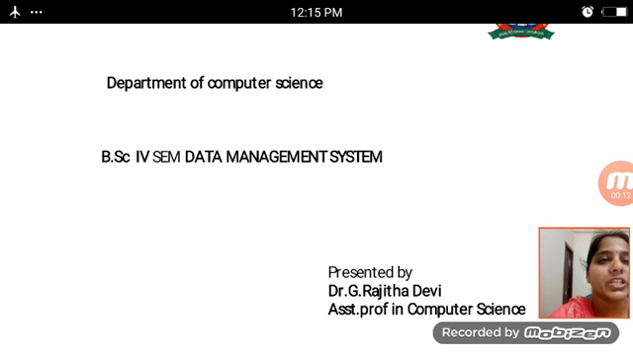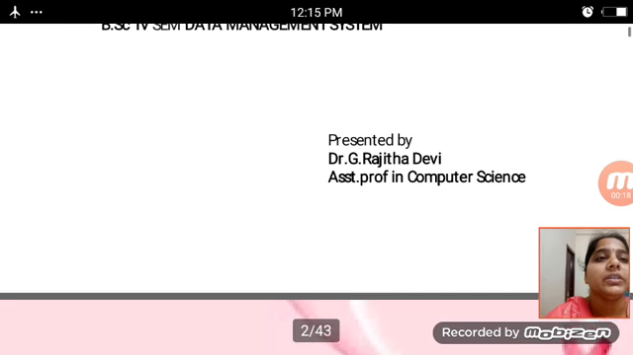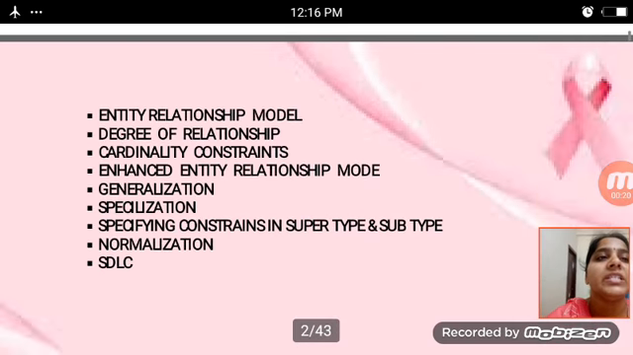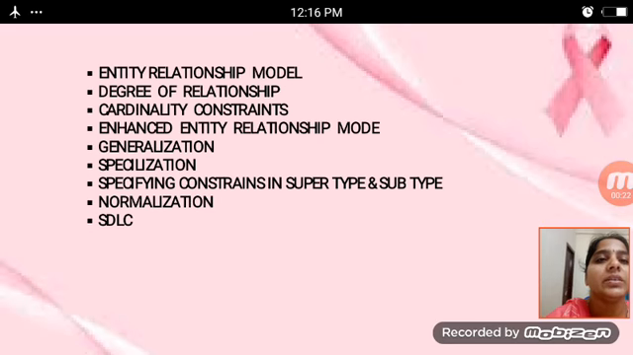Today, I am going to discuss BSc Database Management System. In this chapter, I am going to discuss these things: entity relationship model, degree of relationship and cardinality constraints, then enhanced entity relationship model, generalization, specialization, specific constraints in supertype and subtype, normalization, and SDLC model. One by one we will discuss these things.